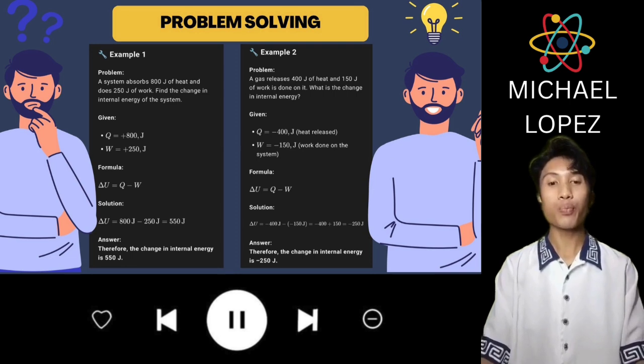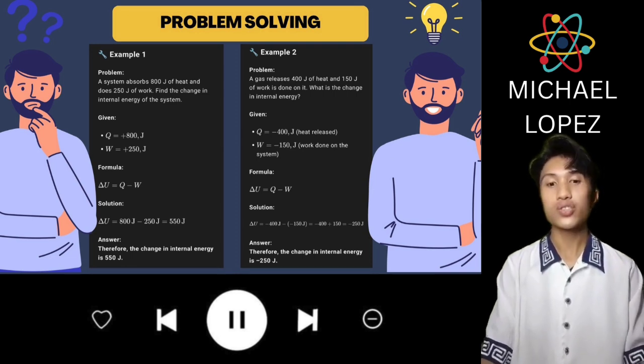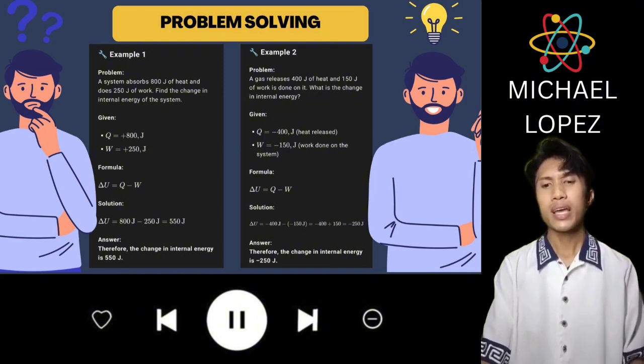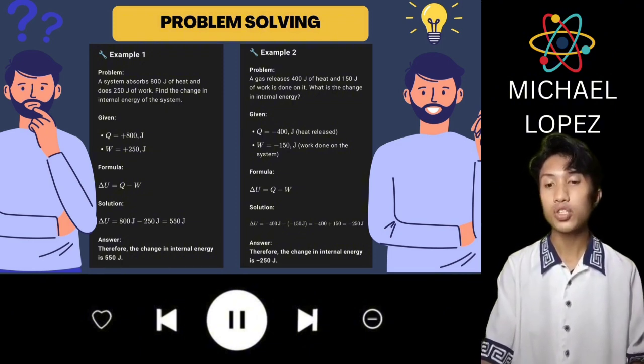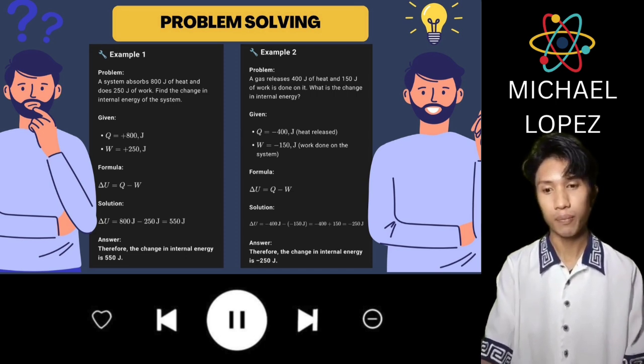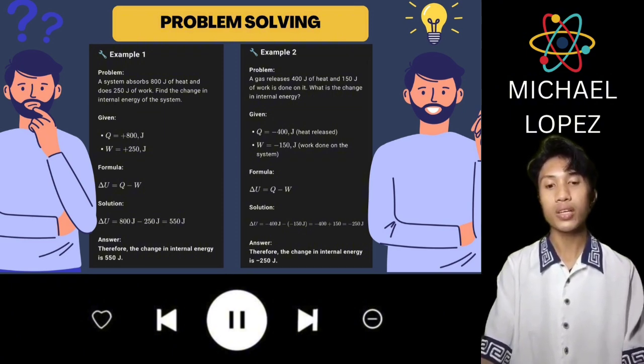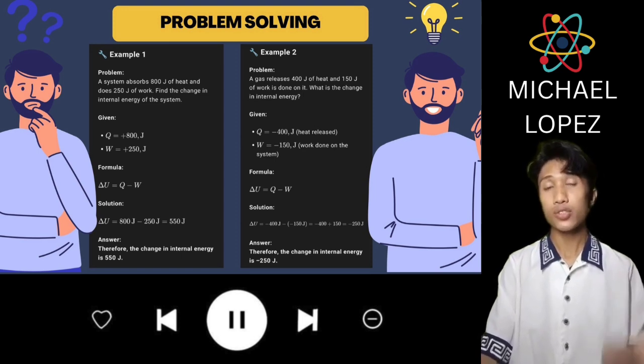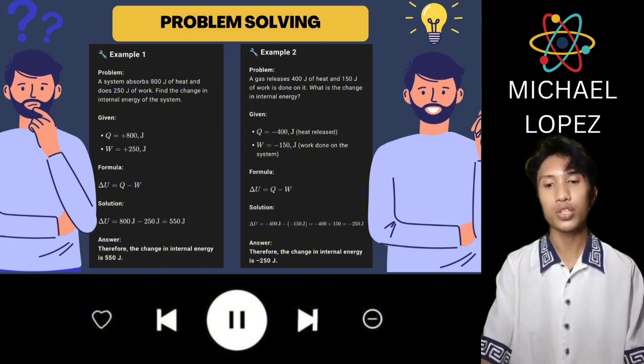Here are some problems for us to solve, to learn how to calculate thermodynamics. Example number 1: a system absorbs 800 joules of heat and does 250 joules of work. Let's find the change in internal energy of the system. Here are the givens. Q, or heat, is equal to positive 800 joules. Why positive? Because it is added to the system. And W, which is work, is equal to positive 250 joules.